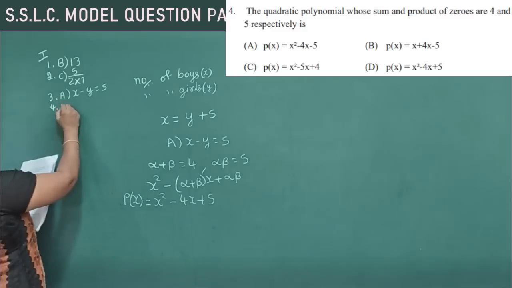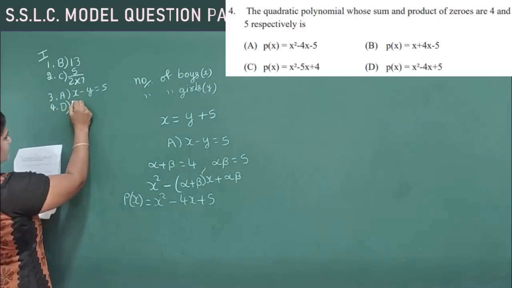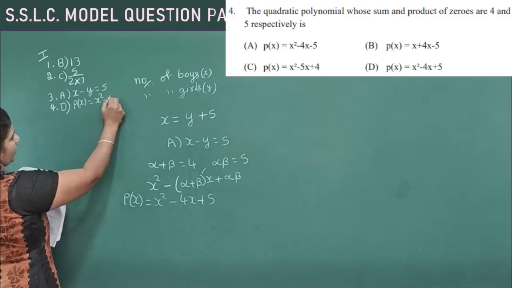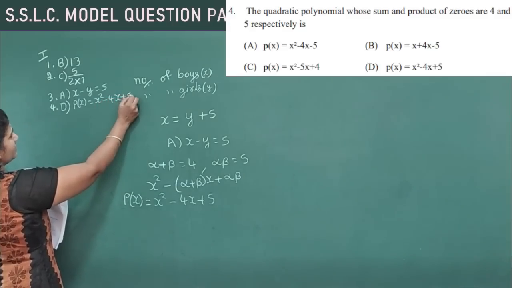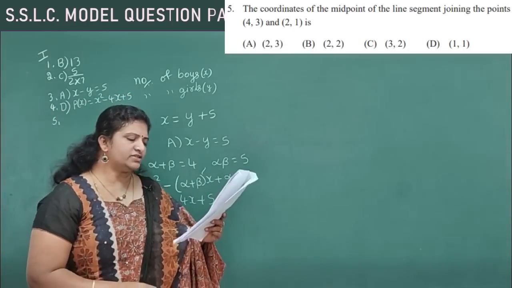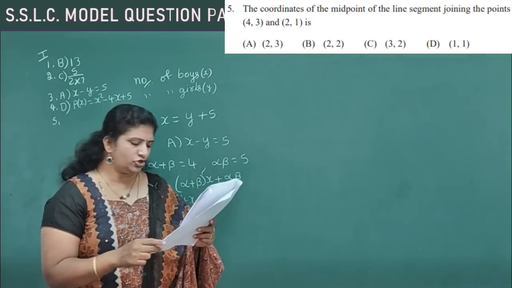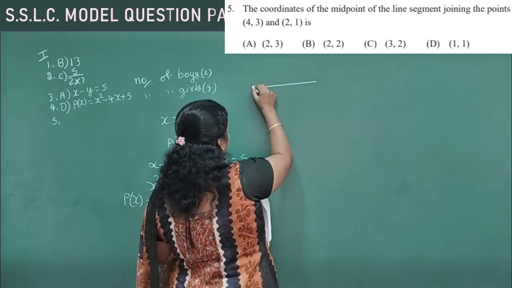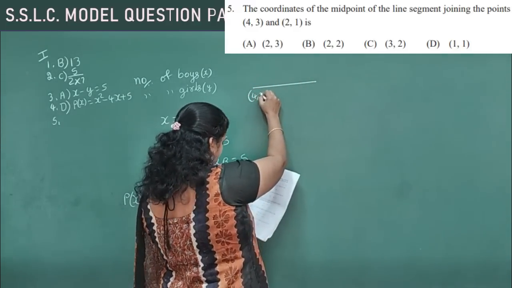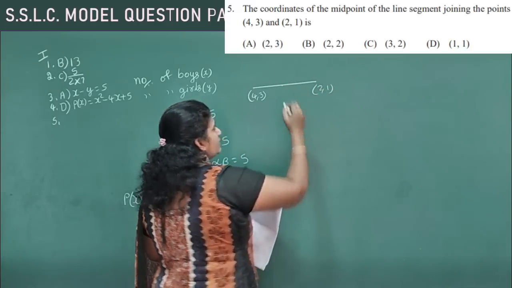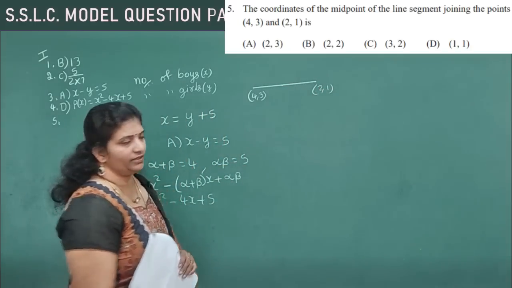Your option D is the right answer. P of x is equal to x square minus 4x plus 5. Fifth problem. The coordinates of the midpoint of the line segment joining the points 4, 3 and 2, 1 is. What is the question? Midpoint.